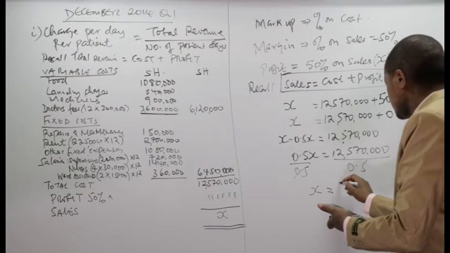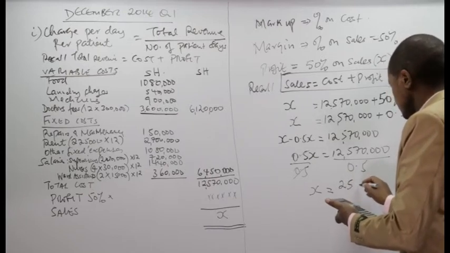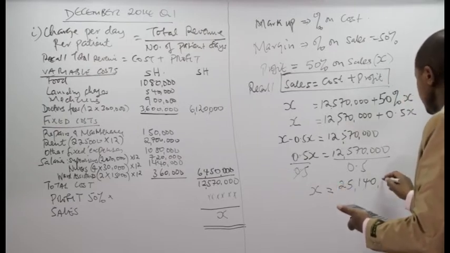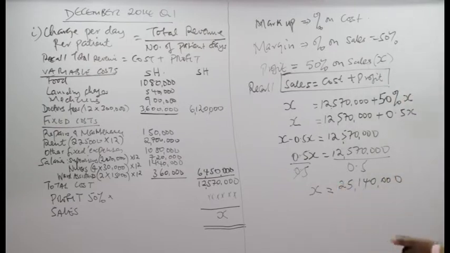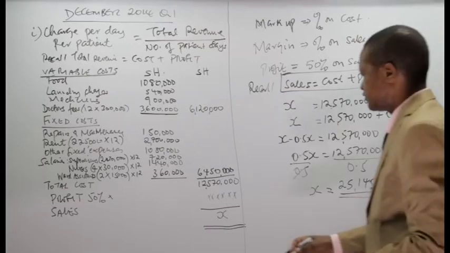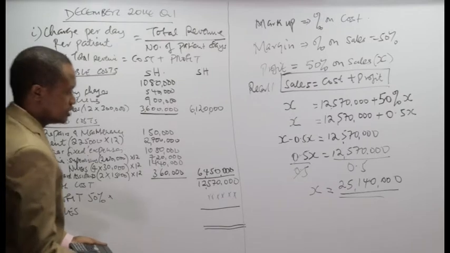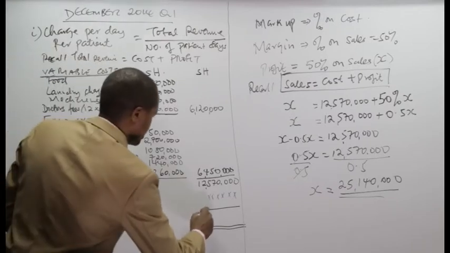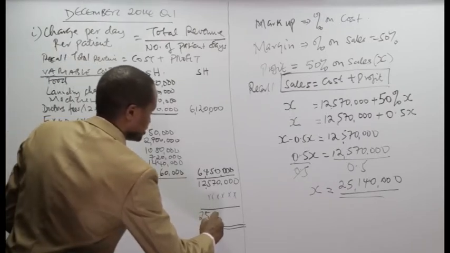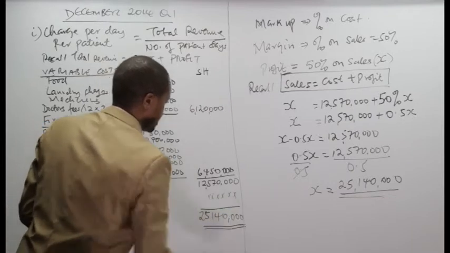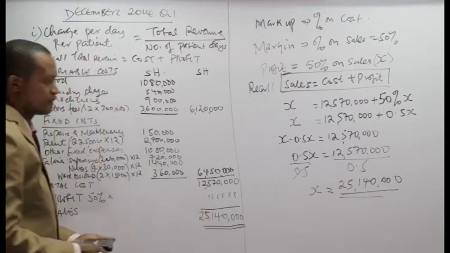So X is 25,140. 25,140 is the sales. That is the figure for sales. We have derived it, we have calculated it. So our X, we substitute, is equal to 25,140,000. That is sales. Okay?